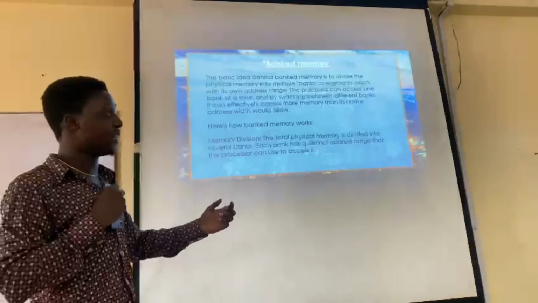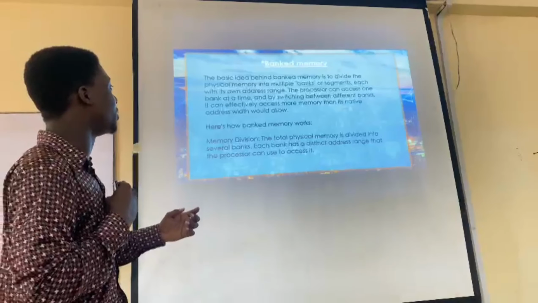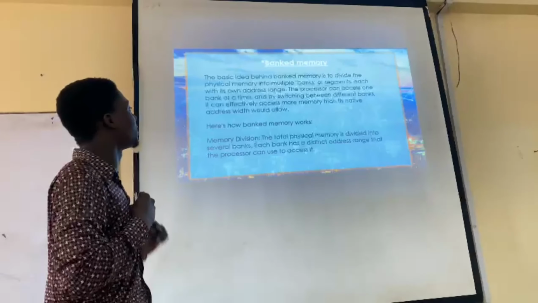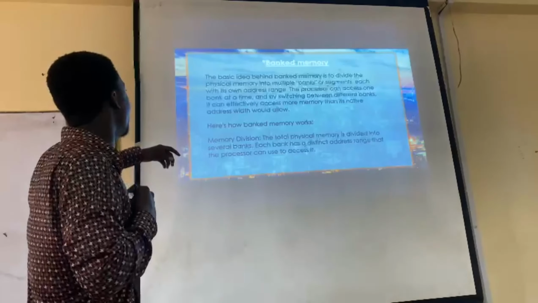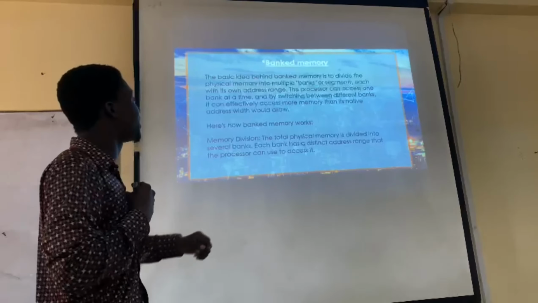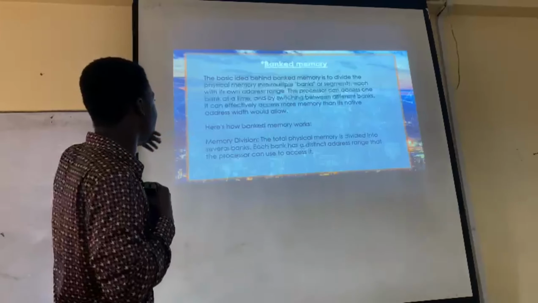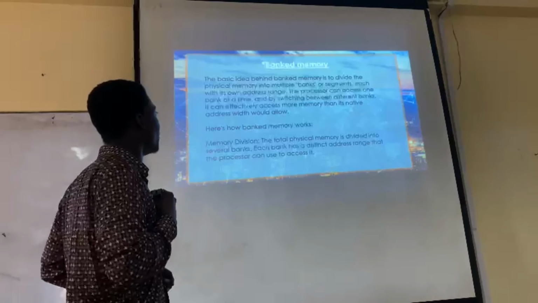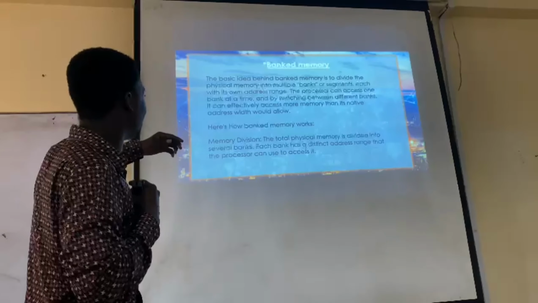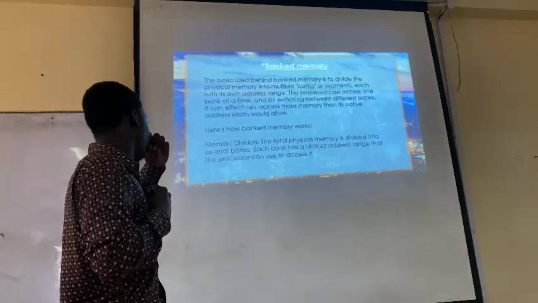The basic idea behind bank memory is to divide the physical memory into multiple banks or segments, each with its own address range. The processor can access one bank at a time, and by switching between different banks, it can effectively access more memory than its native address width would allow.